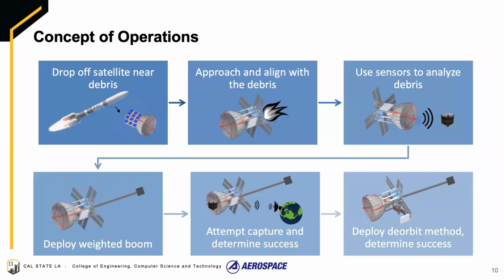Next, we have our concept of operations, which lays out the steps that we take throughout our mission. So first, we start by our satellite being dropped off by a rocket, hopefully near debris. Then our satellite will approach and align with a piece of debris and use its sensors to analyze the debris's position and location. From there, we will deploy a weighted boom and then attempt to maneuver closer to the debris and capture it. We will also be communicating with mission operations to determine the success of this operation. Then lastly, once we have our debris, we will deploy our deorbit method and determine the success of the deorbit.